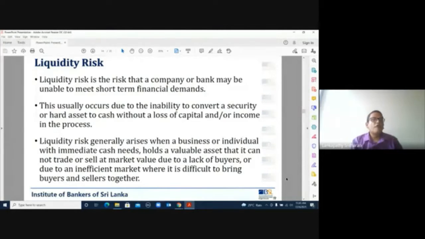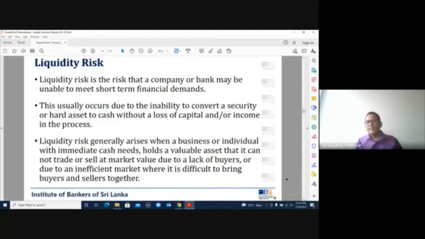The solvency risk, of course, we have already seen. What is solvency risk? It is when the bank's total assets, the present value of the assets, are not enough to meet the present value of the liabilities. Solvency risk is a sort of long-term concept, but liquidity risk is a sort of short-term concept. That's why I mentioned that liquidity risk is a risk that a company or bank may be unable to meet short-term financial demands.